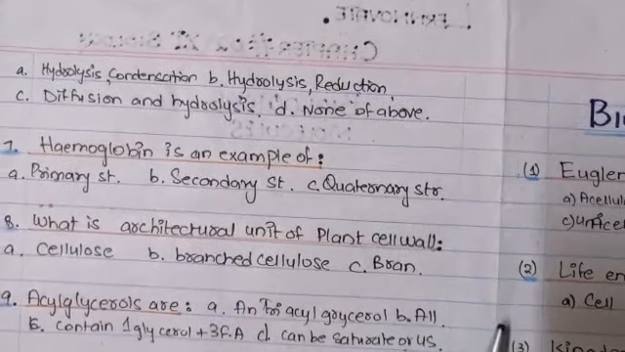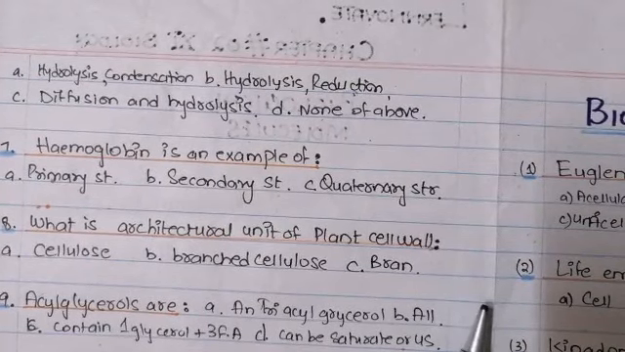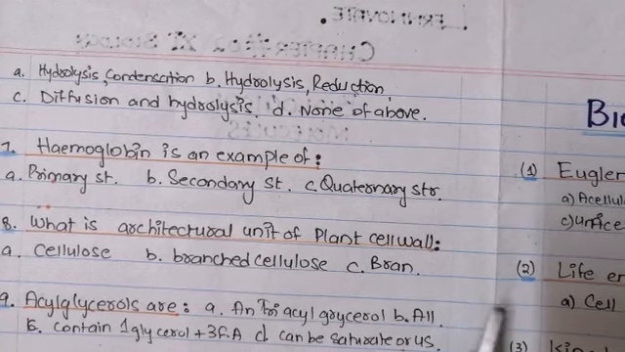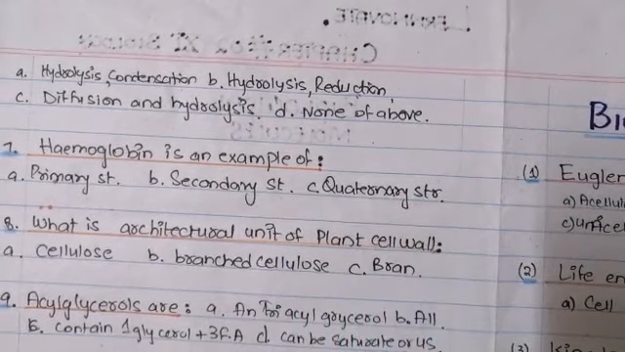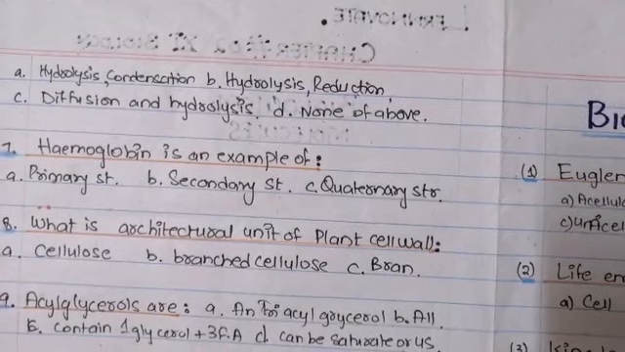This question number 7 says the hemoglobin is an example of which type of structure of protein. So the hemoglobin is an example of a quaternary structure. That is option number C, and this point you should have to remember by heart that hemoglobin is a basic example that is asked in most of the MCQs.